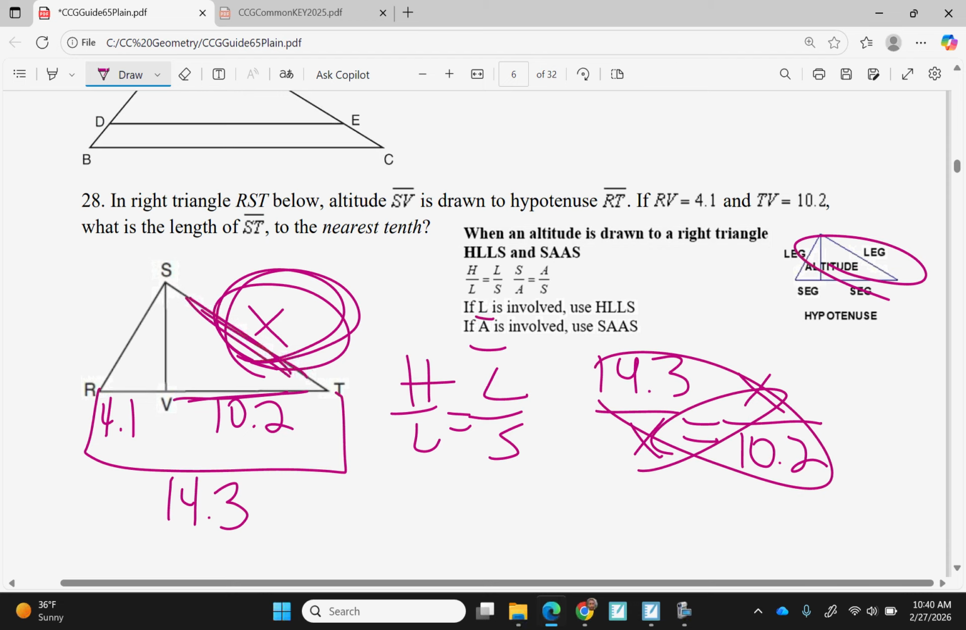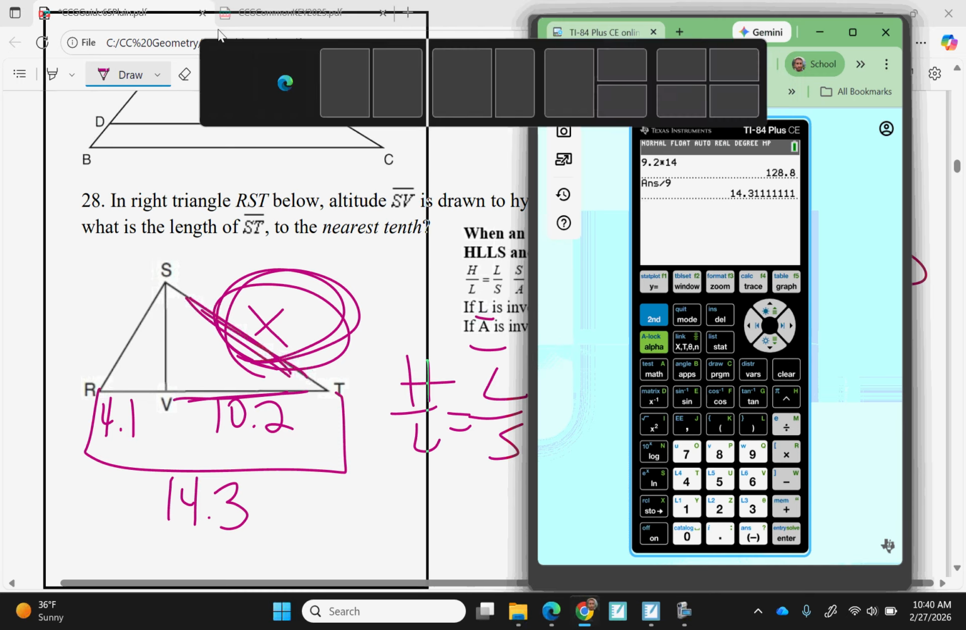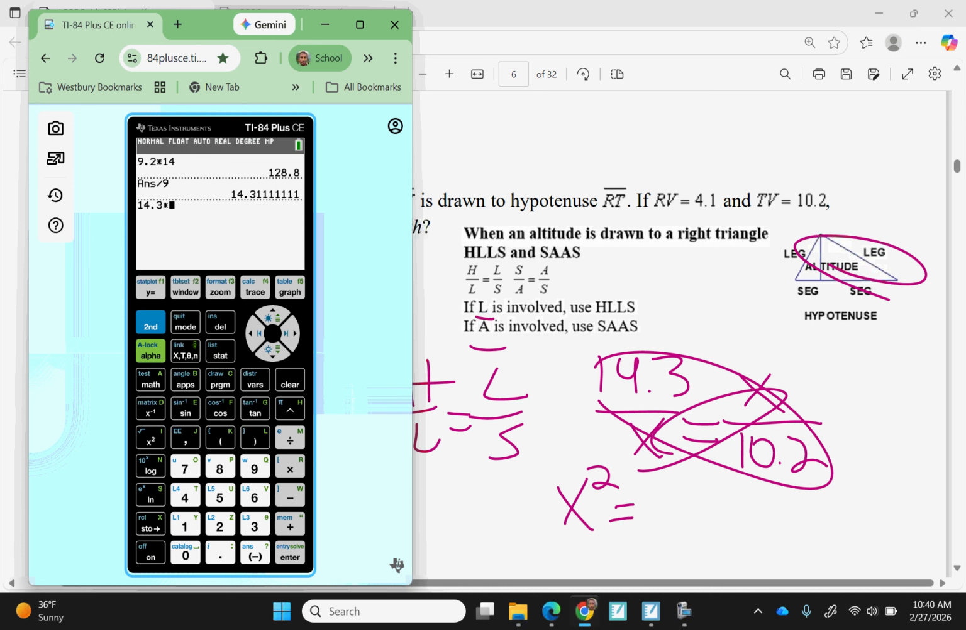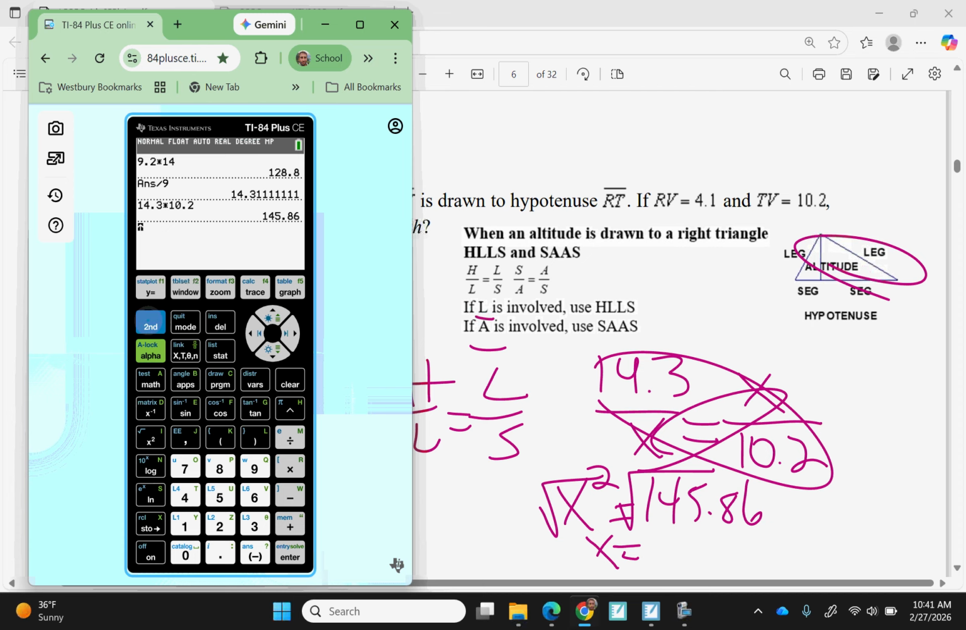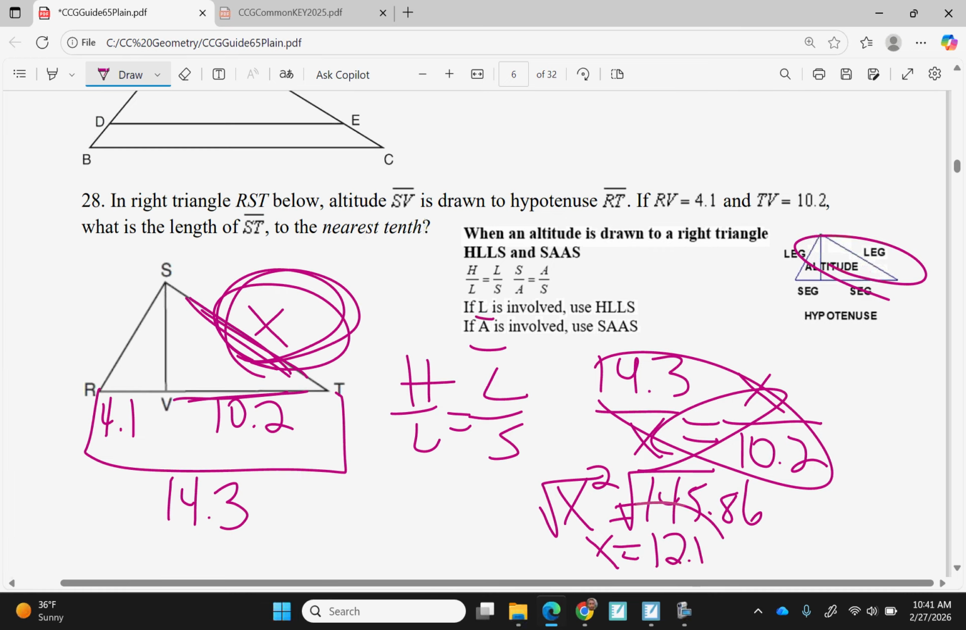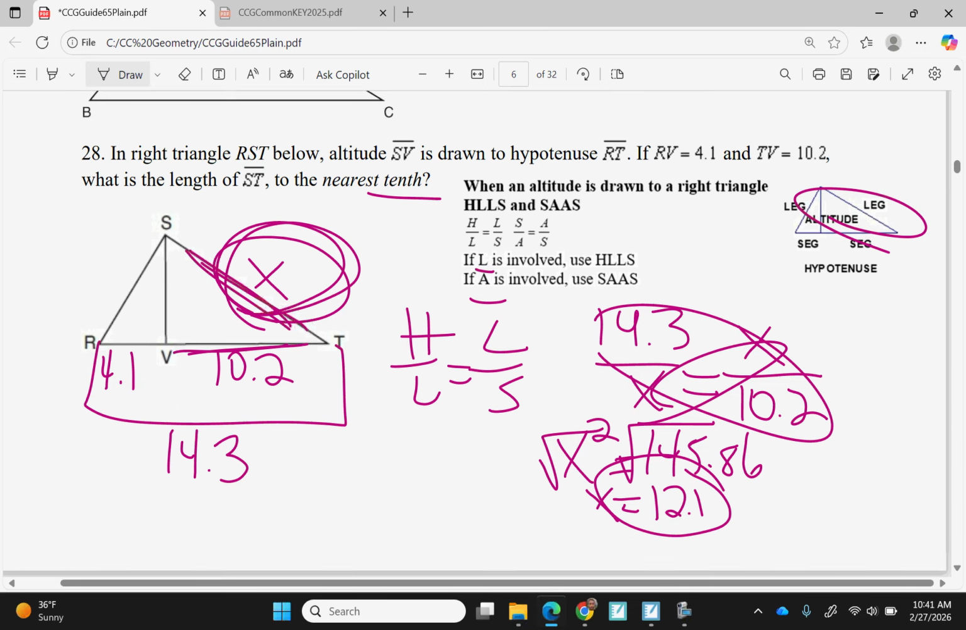From there, I cross multiply and solve. X times X is not 2X. X times X is X squared. 14.3 times 10.2 is 145.86. I don't want X squared, I want X, so I do the square root. The square root of 145.86 is, to the nearest tenth, 12.1. I did the nearest tenth because it said to round to the nearest tenth. So that's a Hills example.